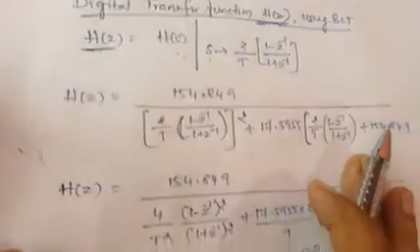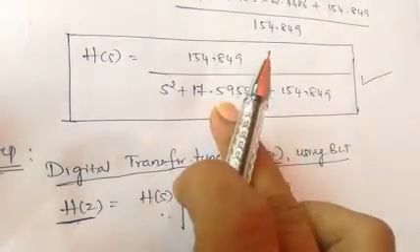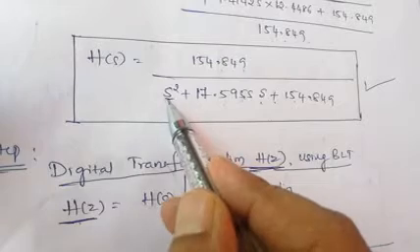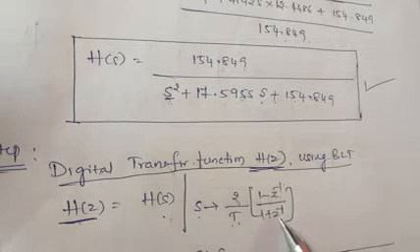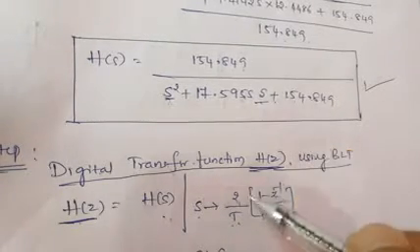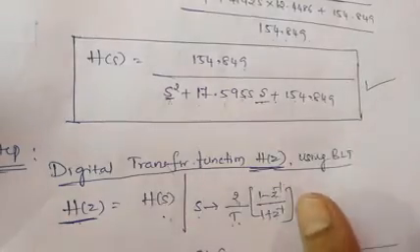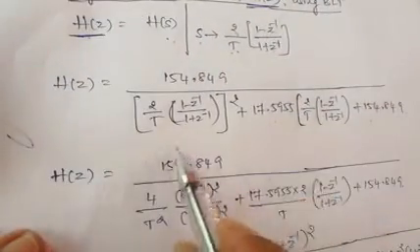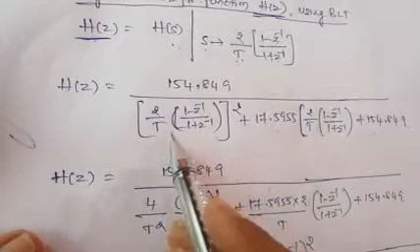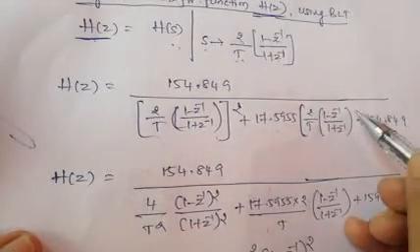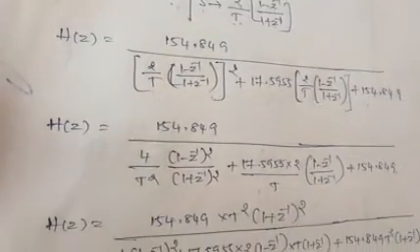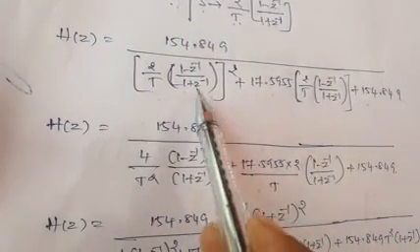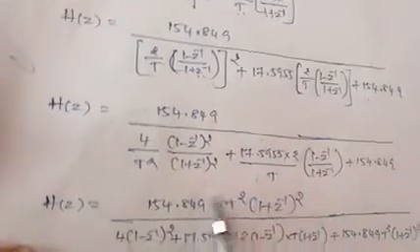So wherever s is there in this equation, this s is replaced by 2 by T, (1 minus z to the power minus 1) divided by (1 plus z to the power minus 1). Similarly, this s is replaced by this much. So I am going to substitute here. S square means this much I substituted, here also substituted. Next is simplification. Nothing but take the square term and take the LCM.